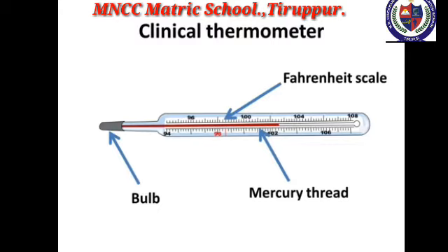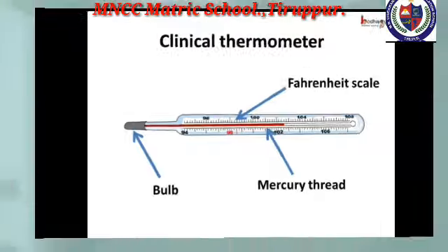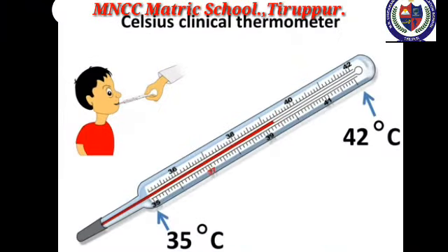Next we move to the clinical thermometer. It is made up of a long, narrow, uniform glass tube and it has a bulb at one end which carries mercury. This mercury expands when we put the thermometer in the mouth or underarms to measure the body temperature. The normal body temperature is 37 degrees Celsius. In the Celsius clinical thermometer we can find the Celsius scale starting from 35 degrees Celsius till 42 degrees Celsius.